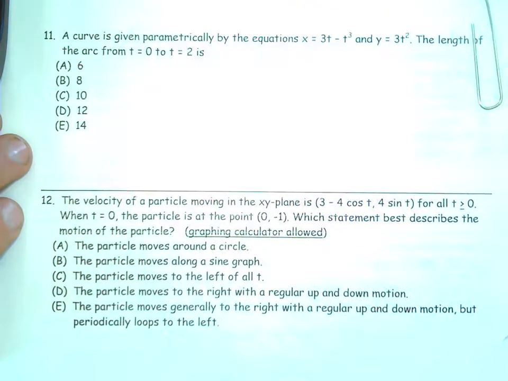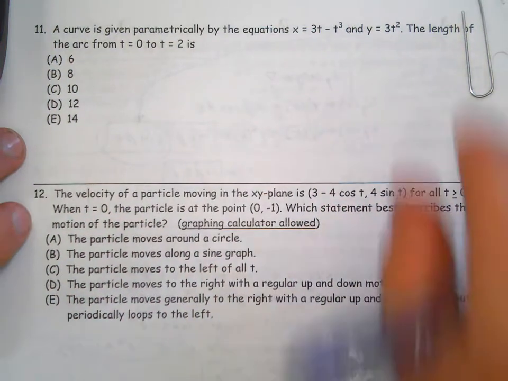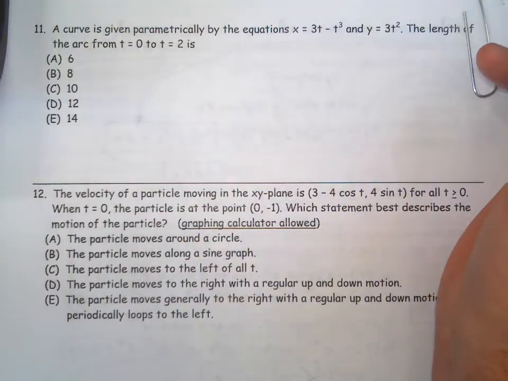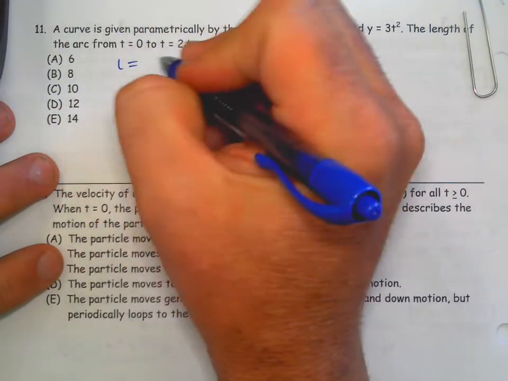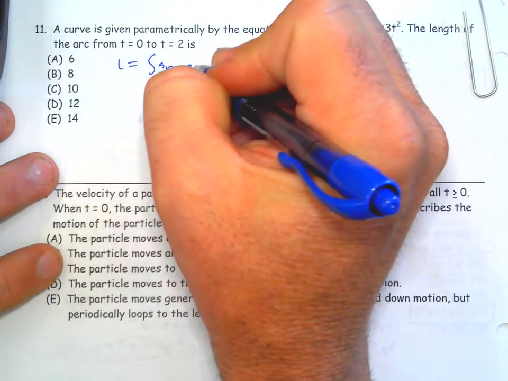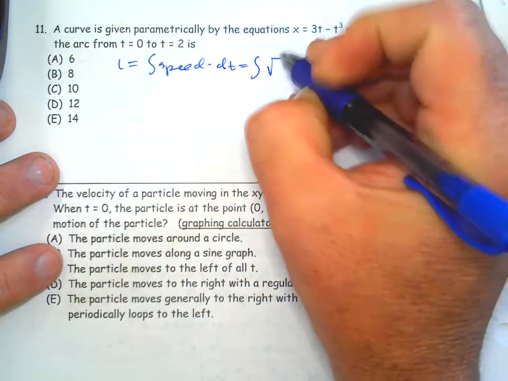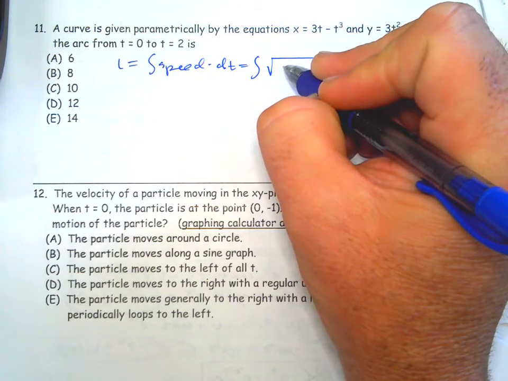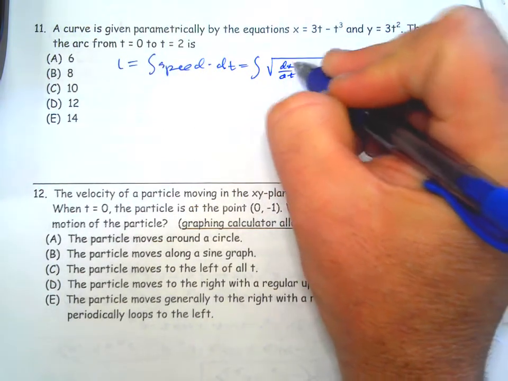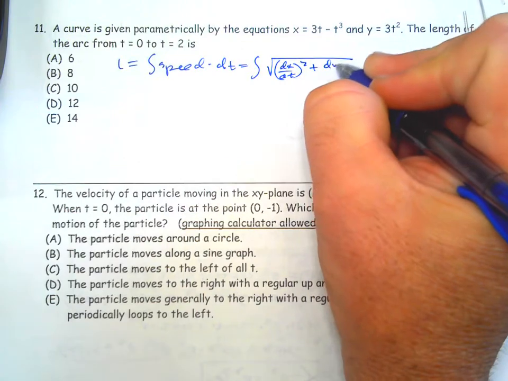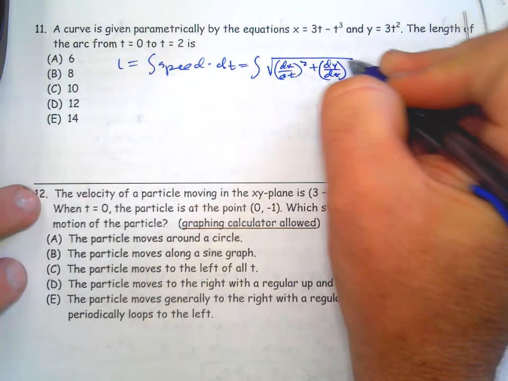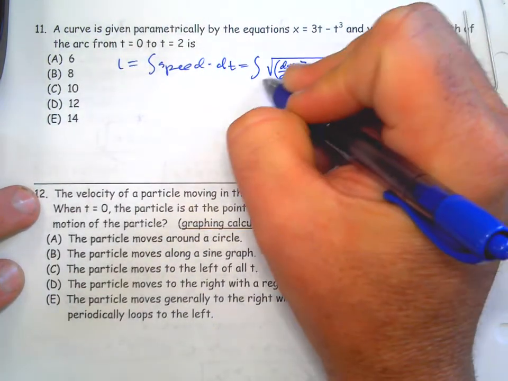Okay. 11. A curve is given parametrically. Give the length of the arc. So length of the arc is the integral of speed, just like last year with 1D motion. But now speed is the square root of (dx/dt) squared plus (dy/dt) squared, dt. I'm going from 0 to 2.